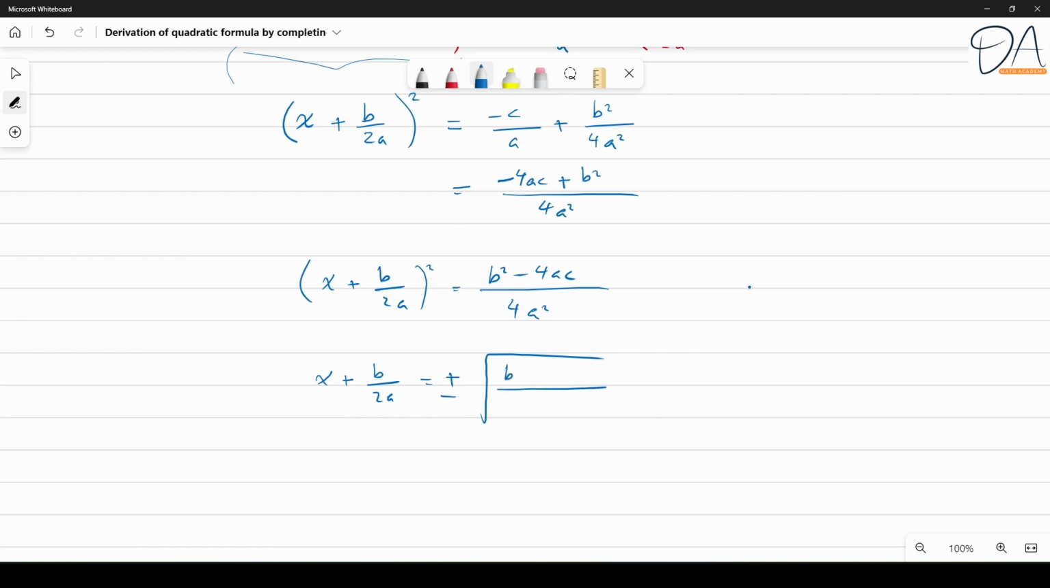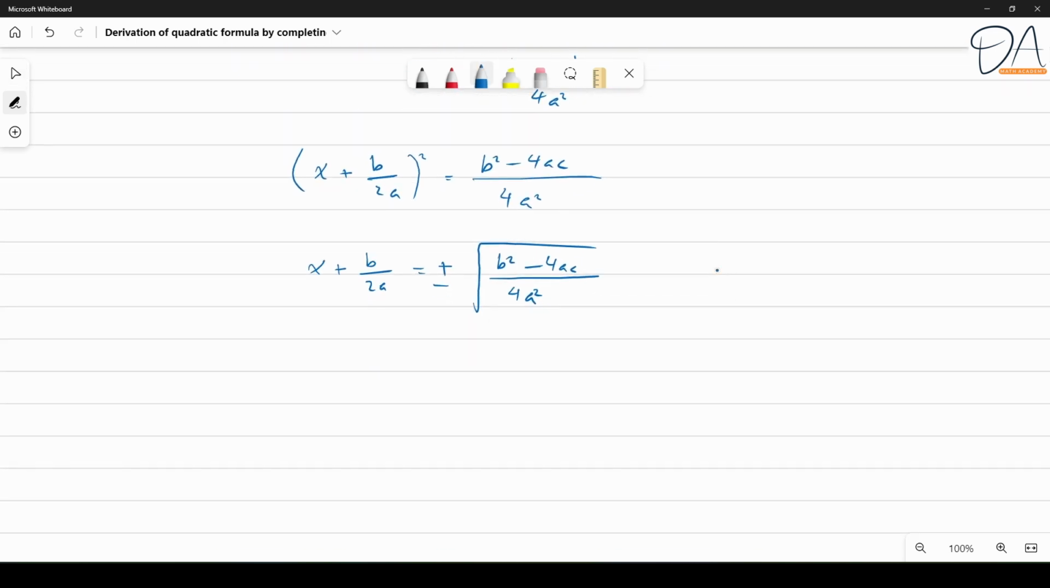So then you get b squared minus 4ac divided by 4a squared. And then you can write this as plus minus the square root of b squared minus 4ac divided by the square root of 4a squared. Or this is equal to plus minus the square root of b squared minus 4ac. You take the square root of 4, that gives you 2. You take the square root of a squared, that gives you a.